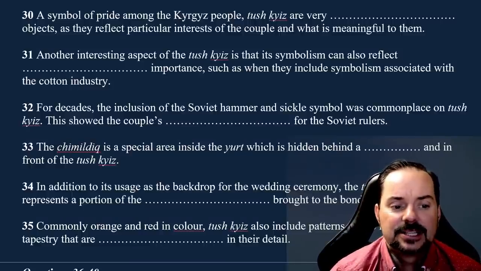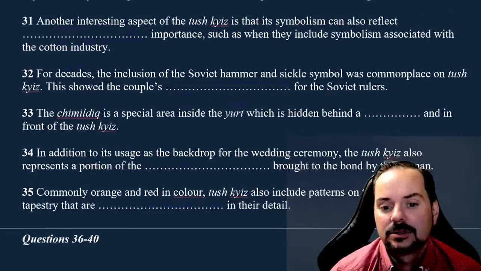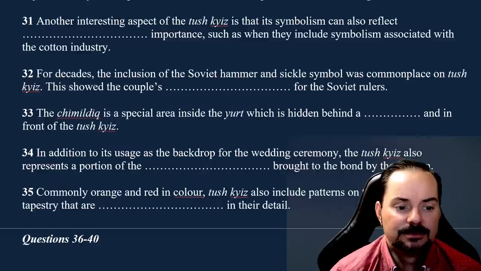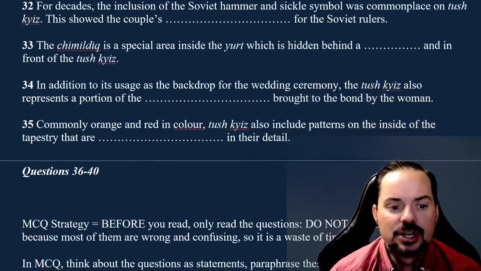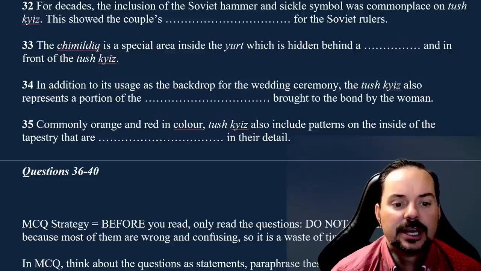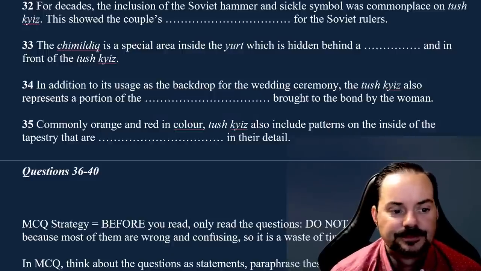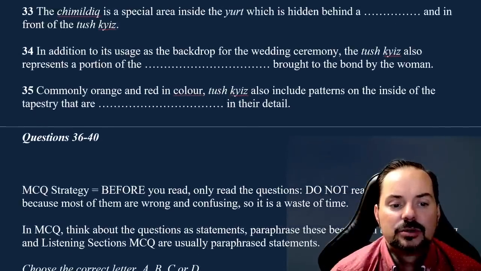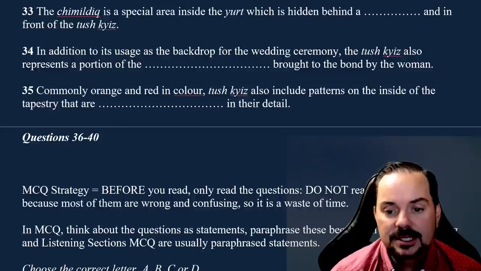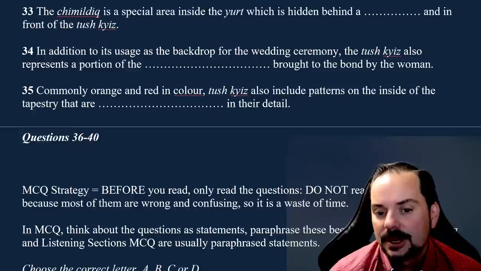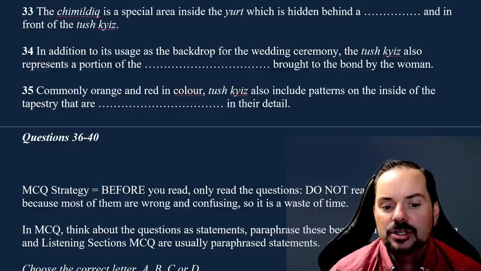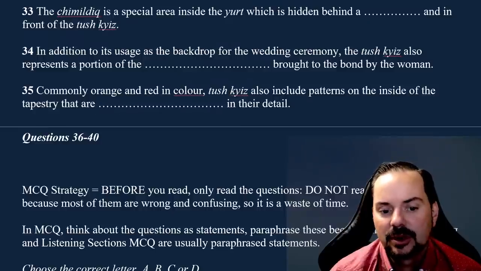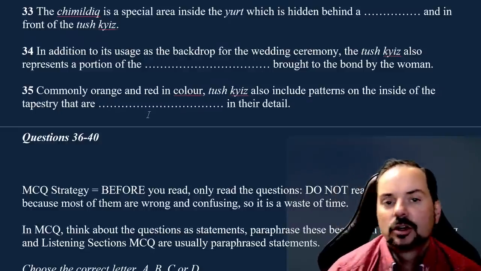Number 32, for decades, the inclusion of the Soviet hammer and sickle symbol was commonplace on Tushkits. This showed the couples something for the Soviet rulers. So 20th century history and this object. Okay. Number 33, the chimildik is a special area inside the yurt, which is hidden behind a something and in front of the Tushkits. All right. 34. In addition to its usage as the backdrop for the wedding ceremony, the tushkits also represents a portion of the something brought to the bond by the woman. Okay. 35. Commonly orange and red in color, tushkits also include patterns on the inside of the tapestry that are something in their detail. All right, so we've got an interesting object, cultural importance, used in weddings.